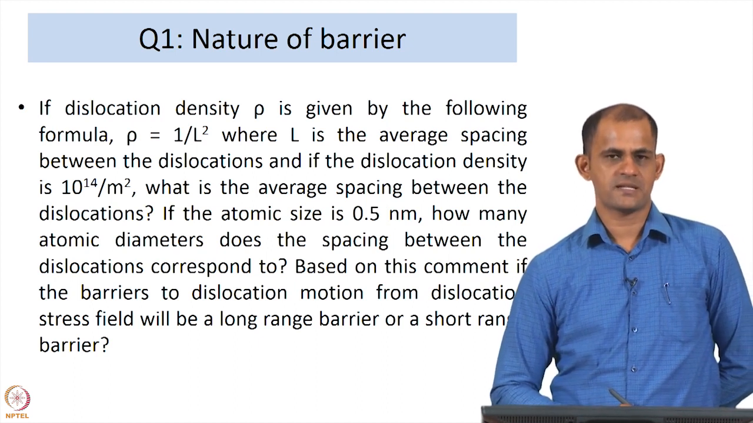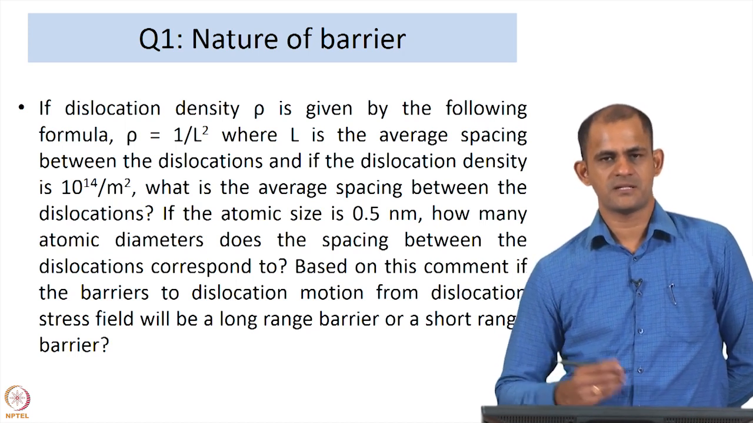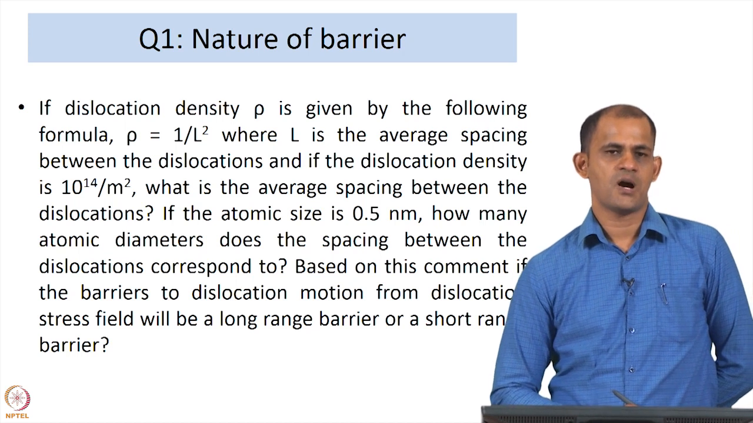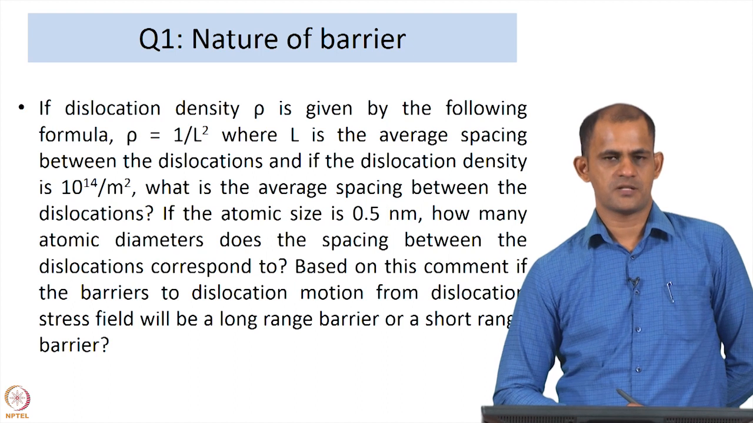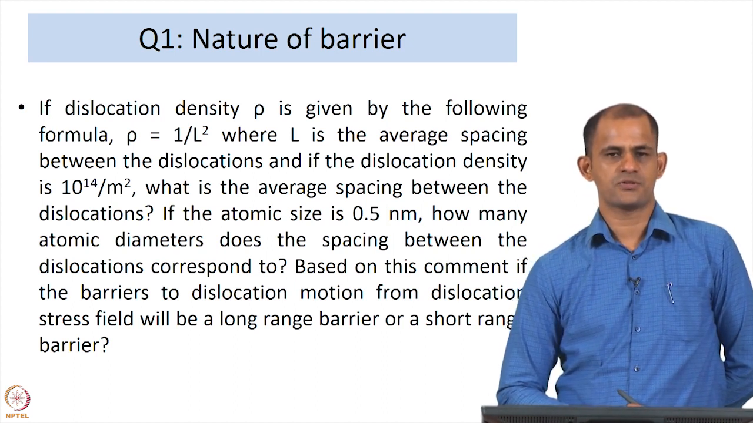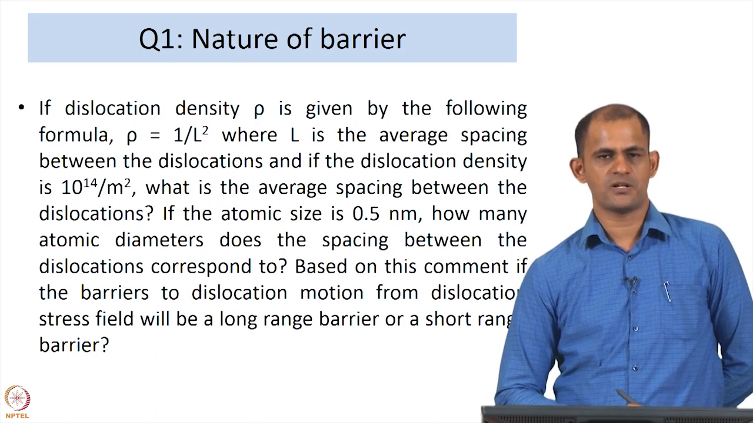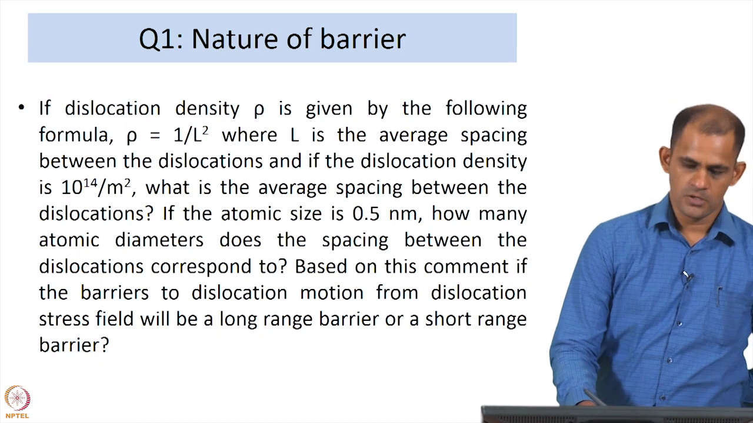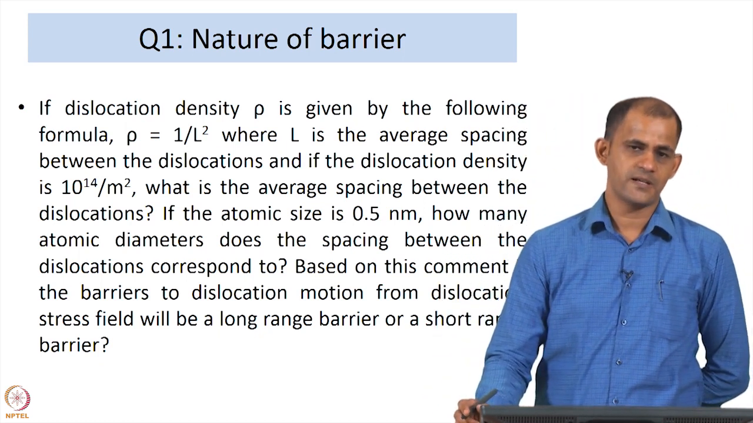Now, if the atomic size is 0.5 nanometer. So, if the atom diameter is say 0.5 nanometer, how many atomic diameters does the spacing between the dislocations correspond to? And so, based on this, comment if the barriers to dislocation motion from dislocation stress field will be a long range barrier or a short range barrier. So, this question is about long range barrier or short range barrier.